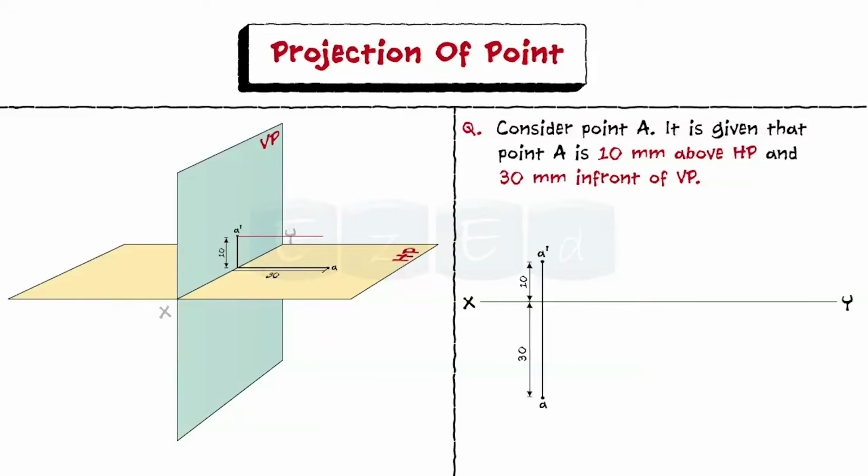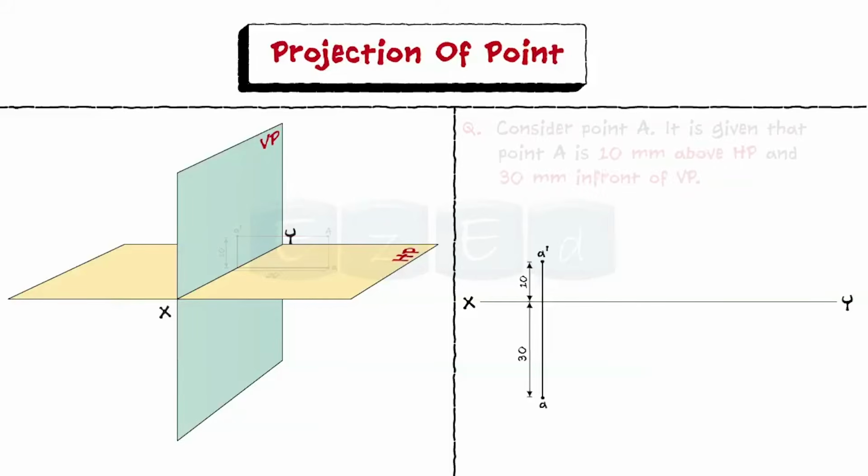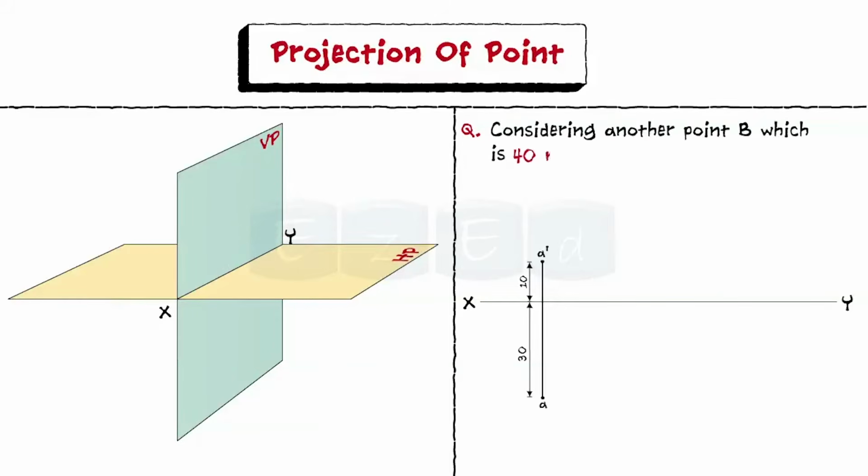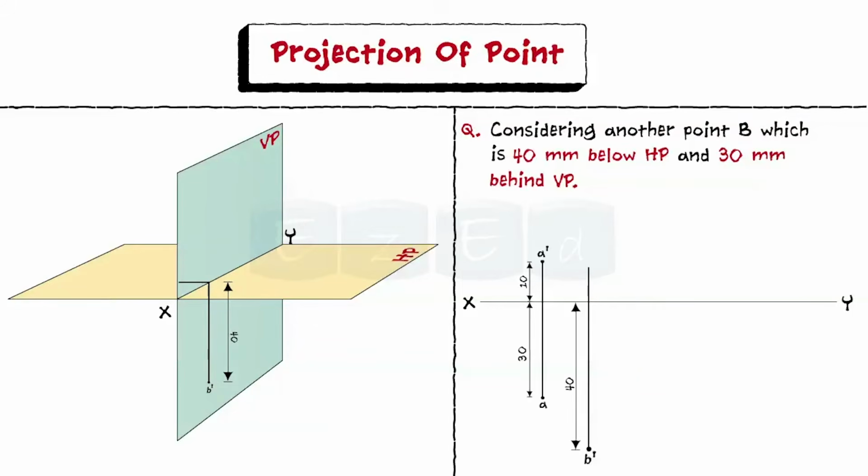Now project these points perpendicular to the plane, and the intersection of the projectors gives the location of point A in space. Considering another point B, which is 40 mm below HP and 30 mm behind VP, similarly, understanding the term below for HP and behind for VP, draw a line 40 mm below HP and 30 mm behind VP. Now project these points perpendicular to the plane, and the intersection of the projectors gives the location of point B in space. This is the basic representation of the given question.